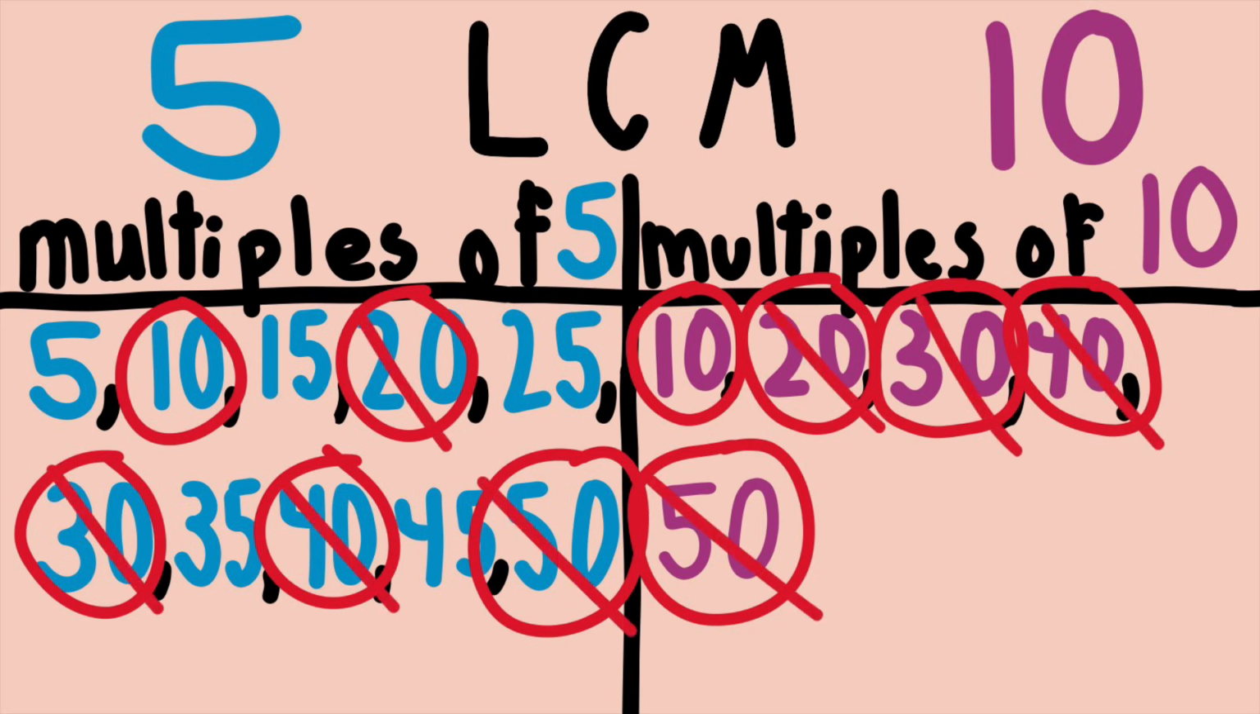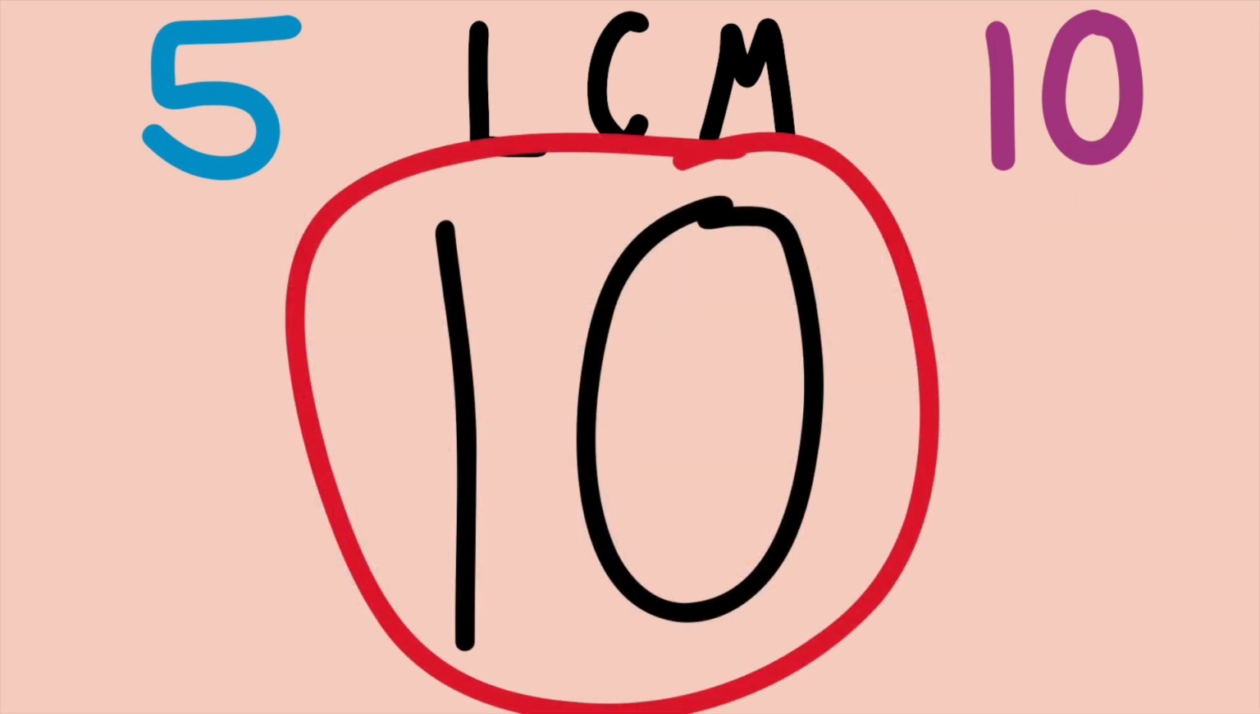But again, we want to find the least. So the least, the smallest number out of all of those is 10. So the least common multiple of 5 and 10 is 10.